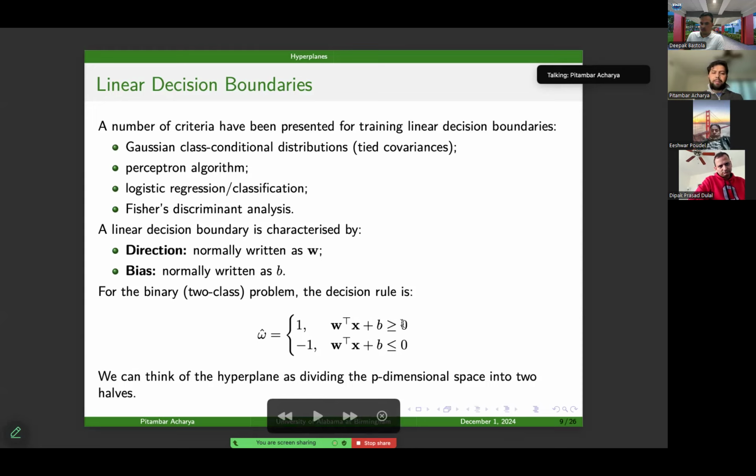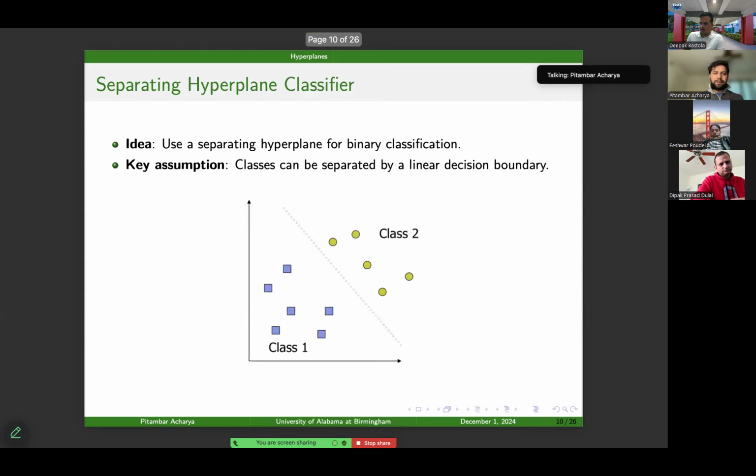So we can think of a hyperplane as dividing the p-dimensional space into two halves. Let's see here. We have two types of data, so let me separate them by class one and class two. We can separate them by a linear boundary.